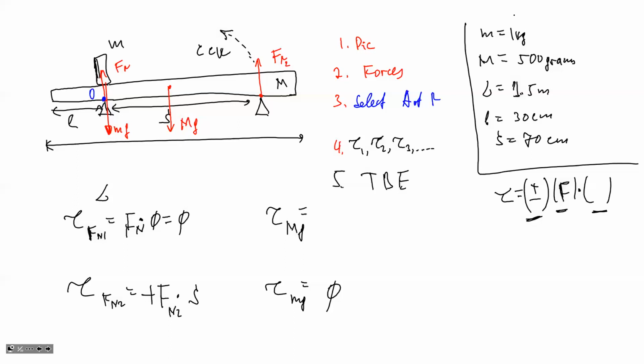It would be negative mg. Why is it negative? Because it's clockwise. Relative to that axis, yes. And mg times what? Would it be half of L minus, minus S. Oh, sorry, minus lowercase l. Yes.